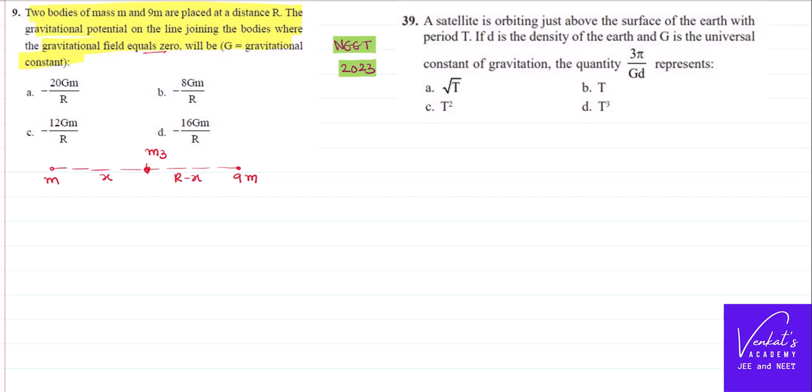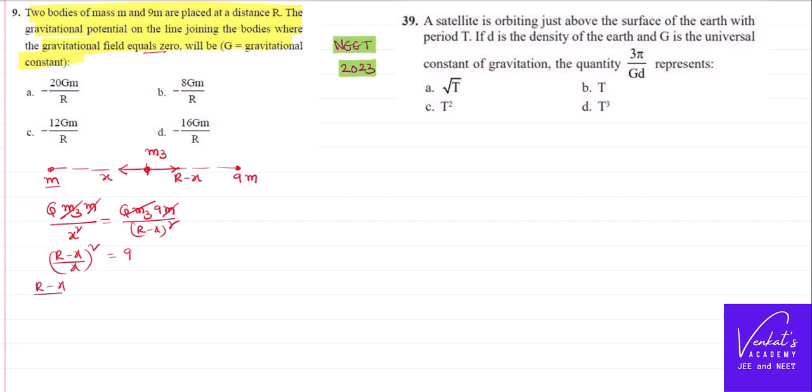Now on this m3, this m applies a force of attraction. It pulls towards it. How much is that? We have a formula, G m3 times m by x square. On this same m3, this 9m also applies an attraction, that is G m3 9m by r minus x whole square. G m3 is common, it will cancel. m also will cancel. So r minus x by x whole square equal to 9.